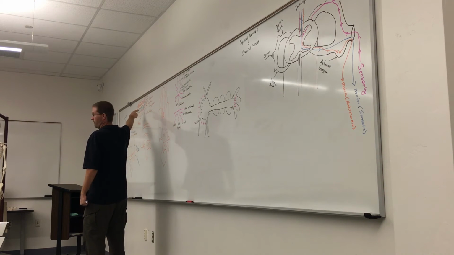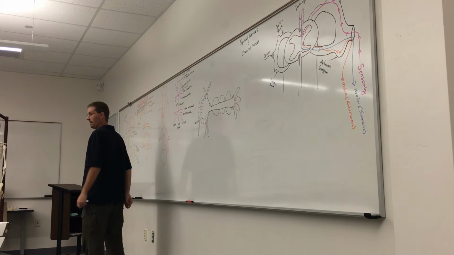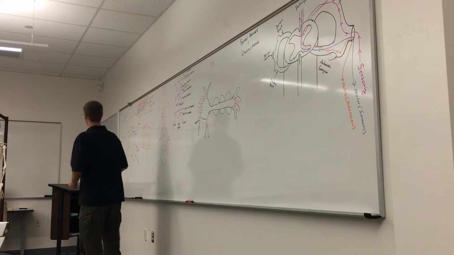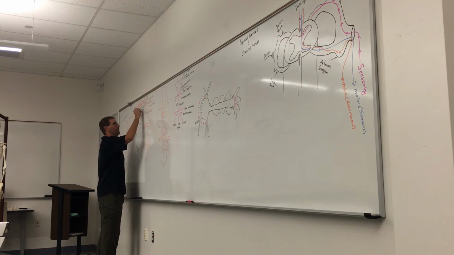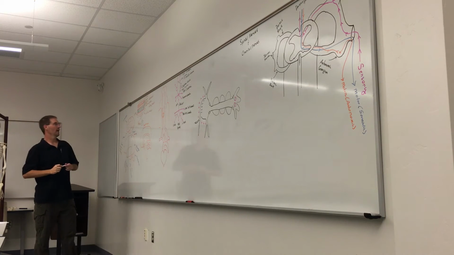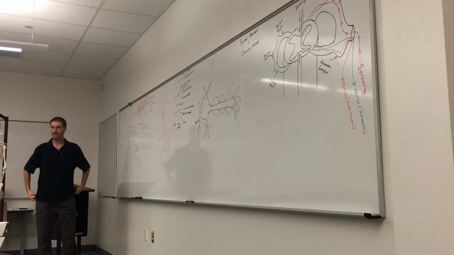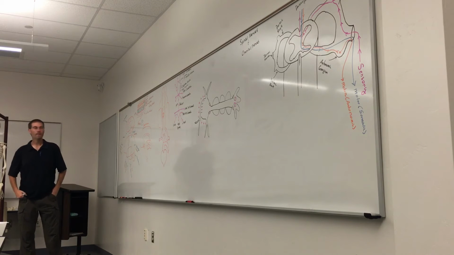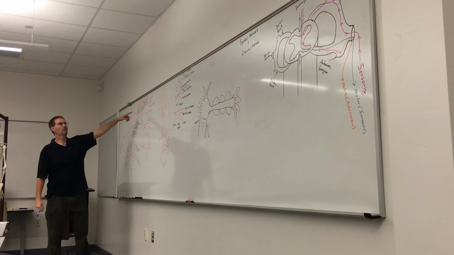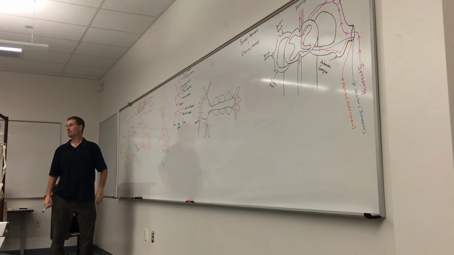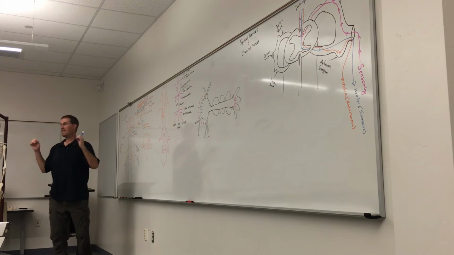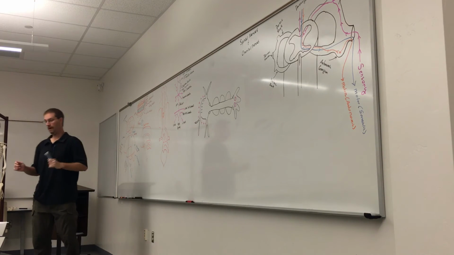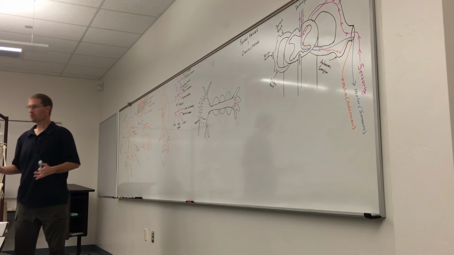So in the subarachnoid space is where your CSF, your cerebrospinal fluid, is, and I'll just draw an arrow to that space. You guys okay with that? Do we see this with the spinal cord as well? Yes, because the spinal cord is part of the central nervous system. So far so good?